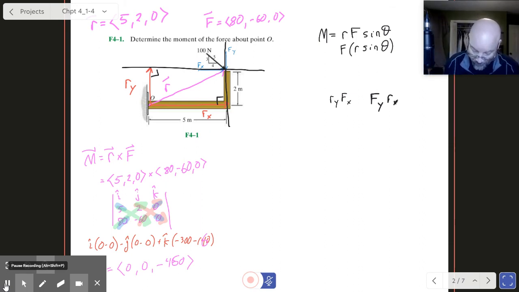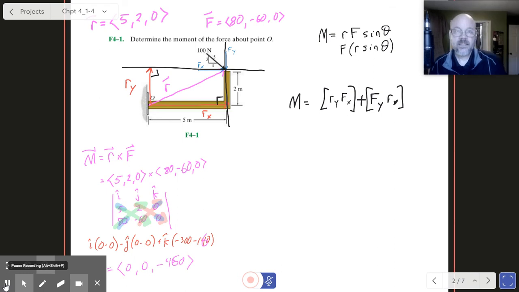Okay. And so my moment, I'm going to put these things together just like this. Okay. But I also have to keep track of which one's clockwise, which one's counterclockwise. Are they both clockwise? Are they both counterclockwise? I gotta sort all that out. If they are clockwise, I gotta call them negative. Okay, so let's start with Ry and Fx. Well, that's going to be negative. We already figured that out. Ry is 2, so we got minus 2. And Fx is 80.